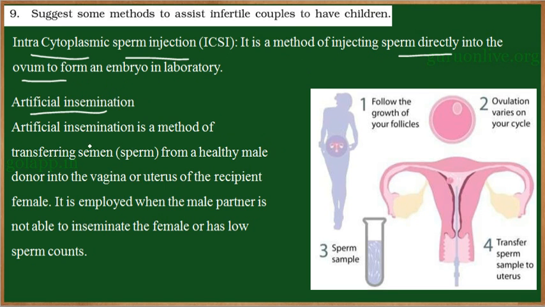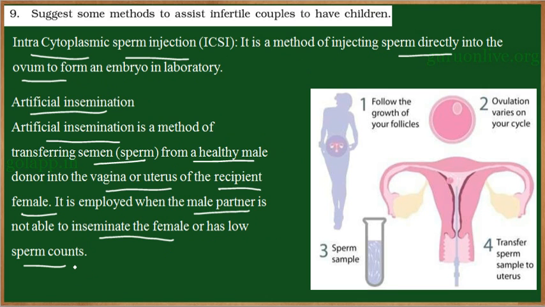The next technique is artificial insemination. Artificial insemination is a method of transferring semen from a healthy male donor into the vagina or the uterus of the recipient female. It is employed when the male parent is not able to inseminate the female or has a lower sperm count. So these are the assisted reproductive techniques which help infertile couples to have children.